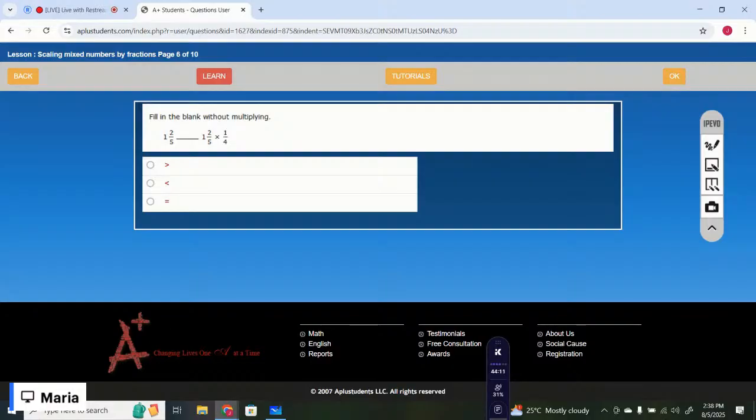1 whole 2 by 5, we need to compare it to 1 whole 2 by 5 times 1 by 4. 1 whole 2 by 5 is greater than 1 whole 2 by 5 times 1 by 4, greater it is.